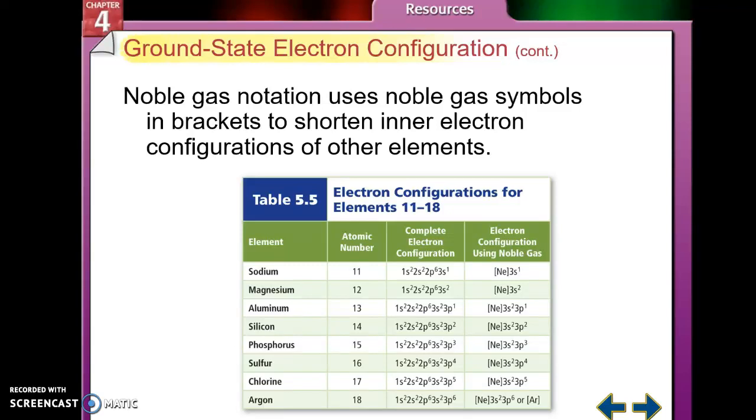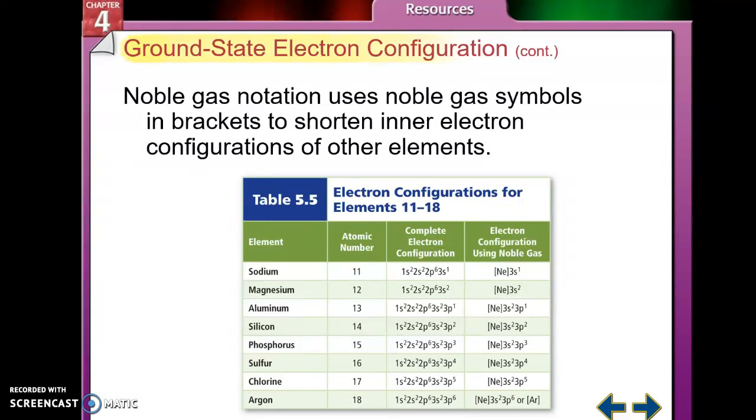Welcome to video 6.3. In video 6.2 we talked about electron configurations and orbital diagrams. We talked briefly about noble gas notation, where we use the noble gas symbols and brackets to shorten inner electron configurations of other elements. Remember that the noble gases are found in group 18. If you look on your periodic table, helium, neon, argon, krypton, xenon, radon. Those are our noble gases.